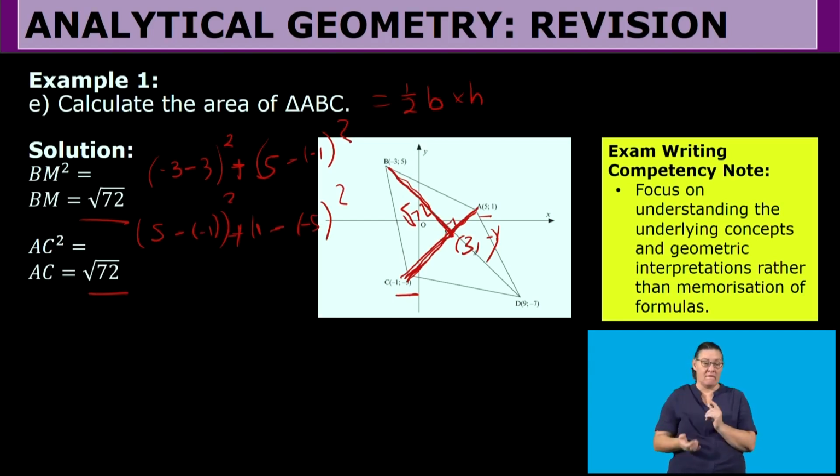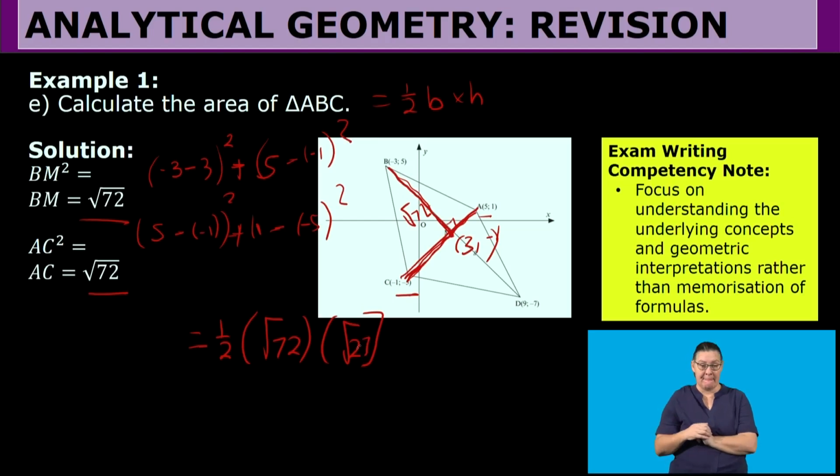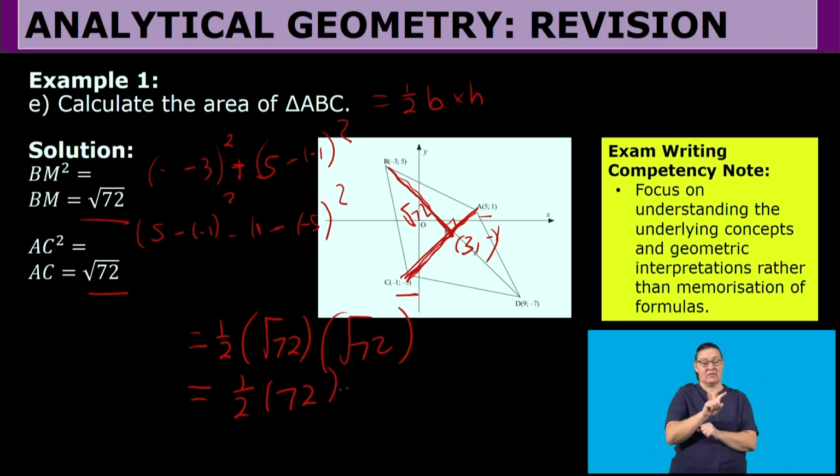So now finding the area, it's going to be equal to a half of BM times AC. It's the half base times height. Okay, that should be root 72 times root 72. Remember, root 72 times root 72 is the same as squaring the root, so therefore we'll just be left with 72. So a half times 72 gives me that this area is 36 units squared. Okay, so we've worked out that the area of this triangle using half base times height is 36.